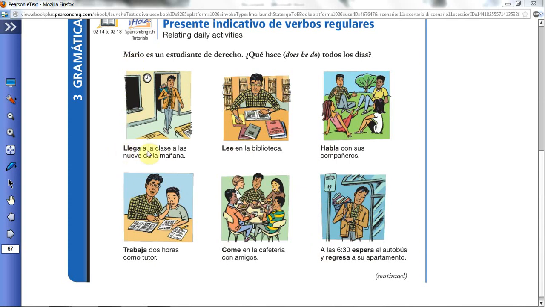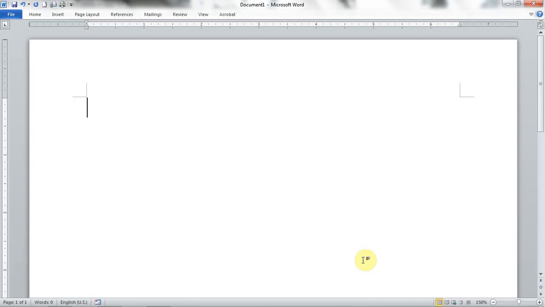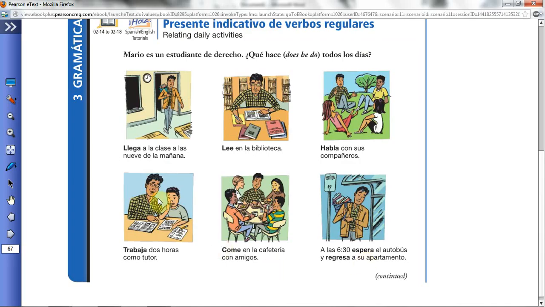Llega, trabaja, lee, come, habla, espera, regresa. Just by looking at those endings, we know that we are talking about someone in the third person singular. In this case, we are thinking either Mario or we're thinking él. Mario llega, él llega. Mario lee, él lee. Mario habla, él habla, etc.